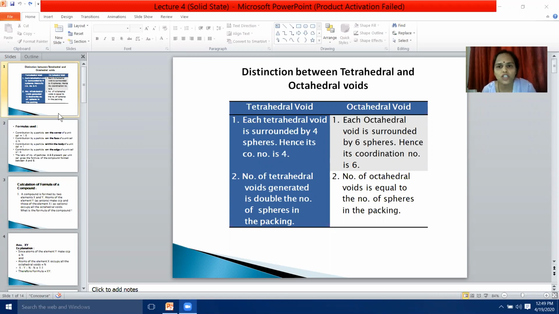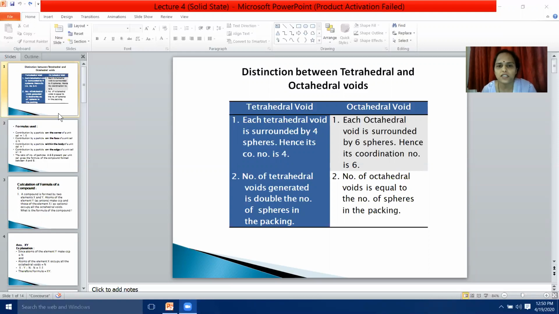Whereas in octahedral voids, each octahedral void is surrounded by 6 spheres, and hence its coordination number is equal to 6. Right? So that is the difference. Each tetrahedral void is surrounded by 4 spheres, hence its coordination number is equal to 4, and each octahedral void is surrounded by 6 spheres, hence its coordination number equals 6.